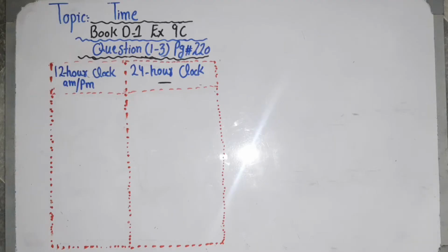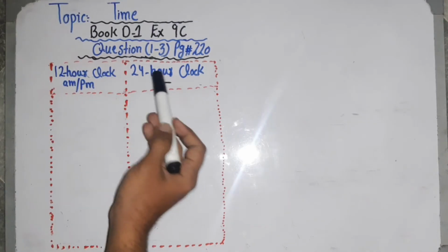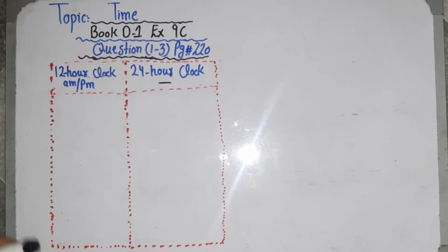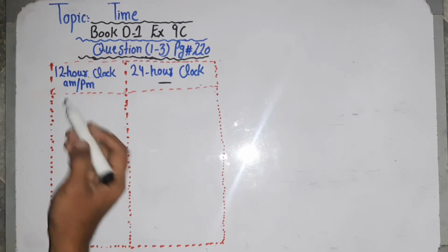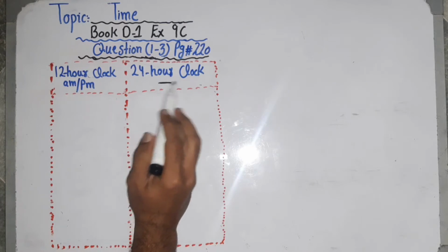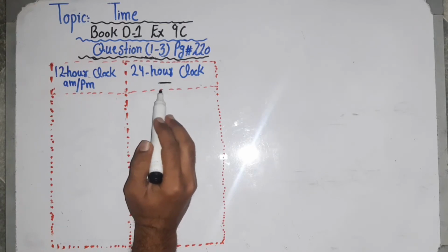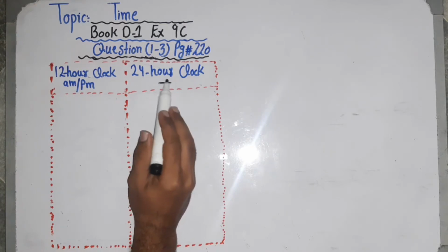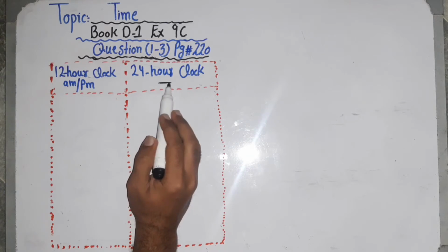Assalamualaikum dear students. In this video we are going to start exercise 9C of book D1, and the topic for this exercise is time. Basically we use two types of time format, 12-hour clock and 24-hour clock. In 12-hour clock we use AM and PM to represent the time, and in 24-hour clock we don't use AM or PM and we use 4 digits. Remember, we use 4 digits to represent the time in 24-hour clock.